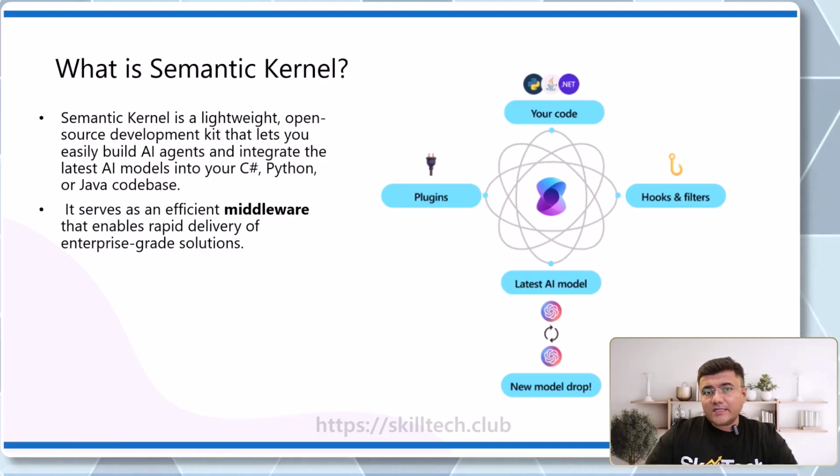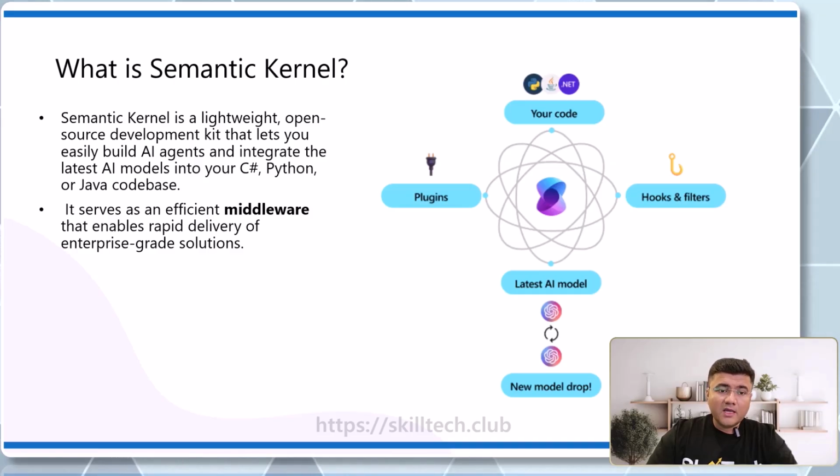The definition says that semantic kernel is a lightweight open source development kit. Basically, it's an SDK that lets you easily build AI agents and integrate the latest AI models into your C#, Python, or maybe Java code base. This is going to help you take care of all the multi-agent scenarios, no matter what kind of language model you're using. And if you're using multiple language models or multiple version-specific language model choices, then this is perfect for you.